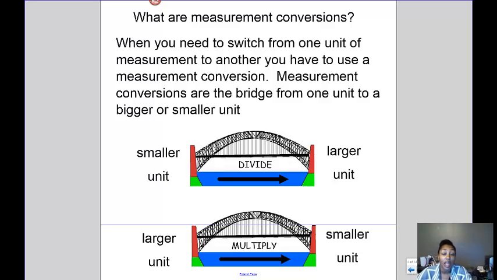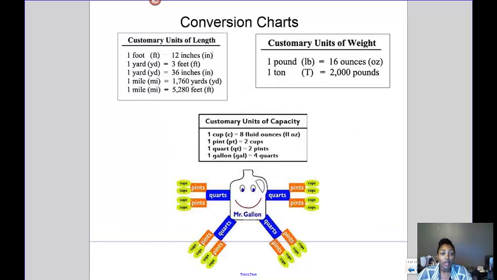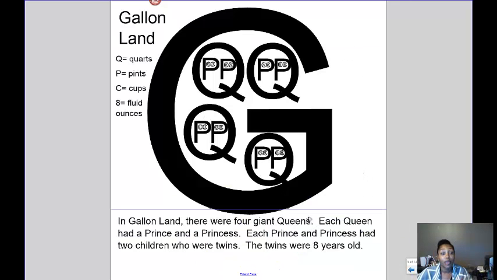And I'm sure you did that a lot in elementary school. So here are some conversion charts, because in order to do a measurement conversion, you need to know what those ratios are. And you guys should be pretty familiar with some of these. Like there's 16 ounces in a pound, there's 2,000 pounds in a ton. So we're going to be using these ratios to help us make conversions. And then I'm sure you guys have seen Gallon Man. Some of you also have seen Gallon Land, which also helps you see how many quarts are in a gallon, how many pints are in a quart, all of that. And all of those are measurement conversions, or ratios.